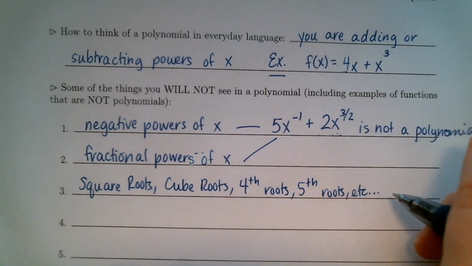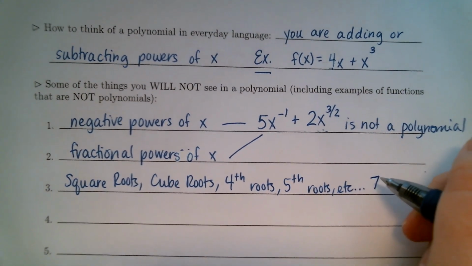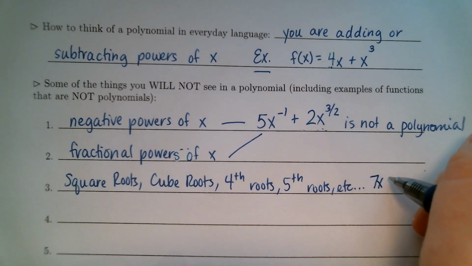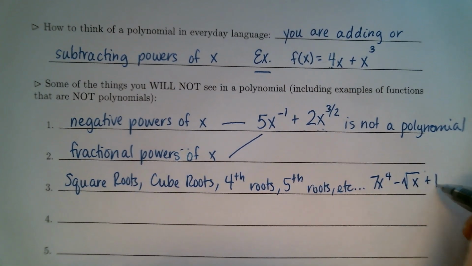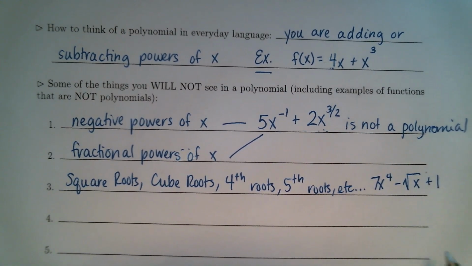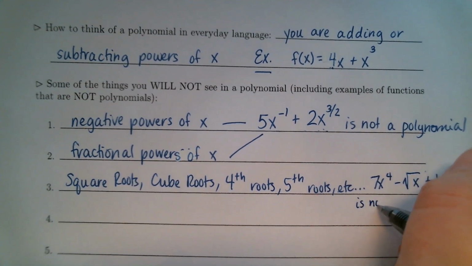So if I gave you 7x to the fourth minus the square root of x plus 1, that is not a polynomial because it contains the square root. So this is not a polynomial.